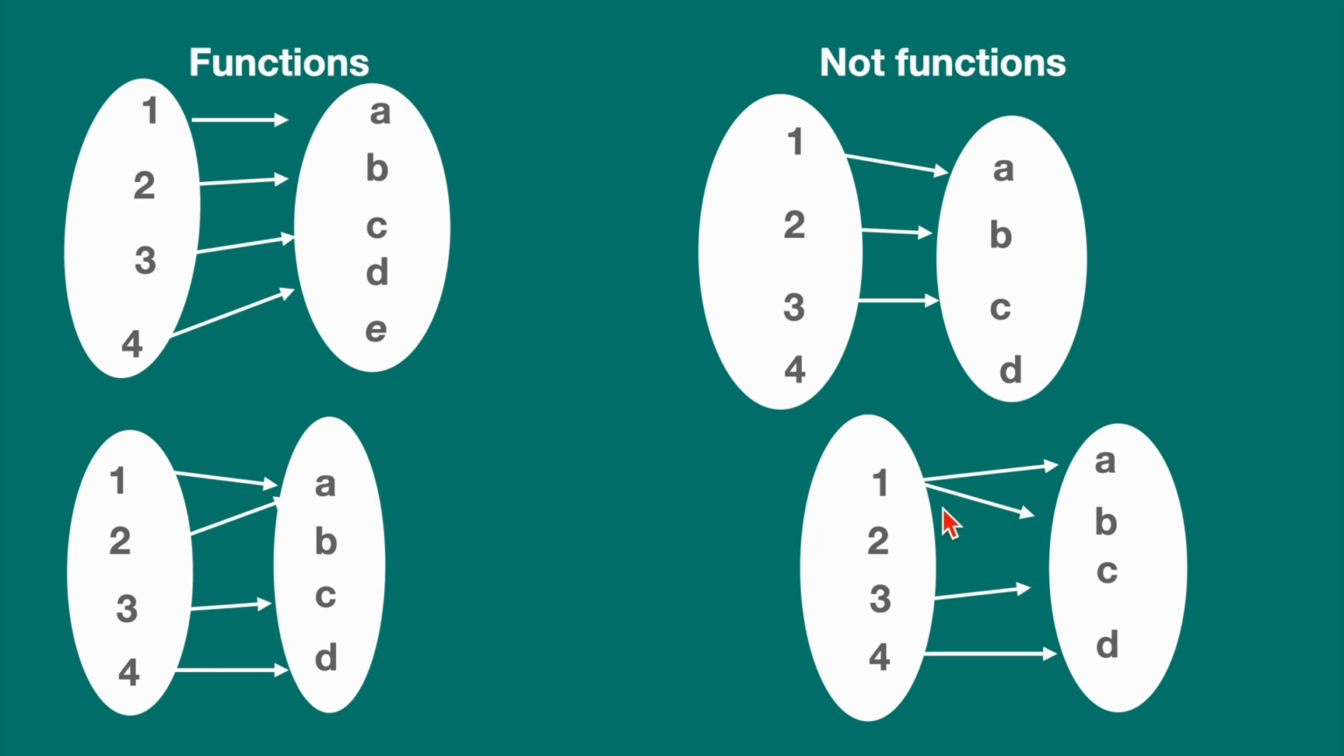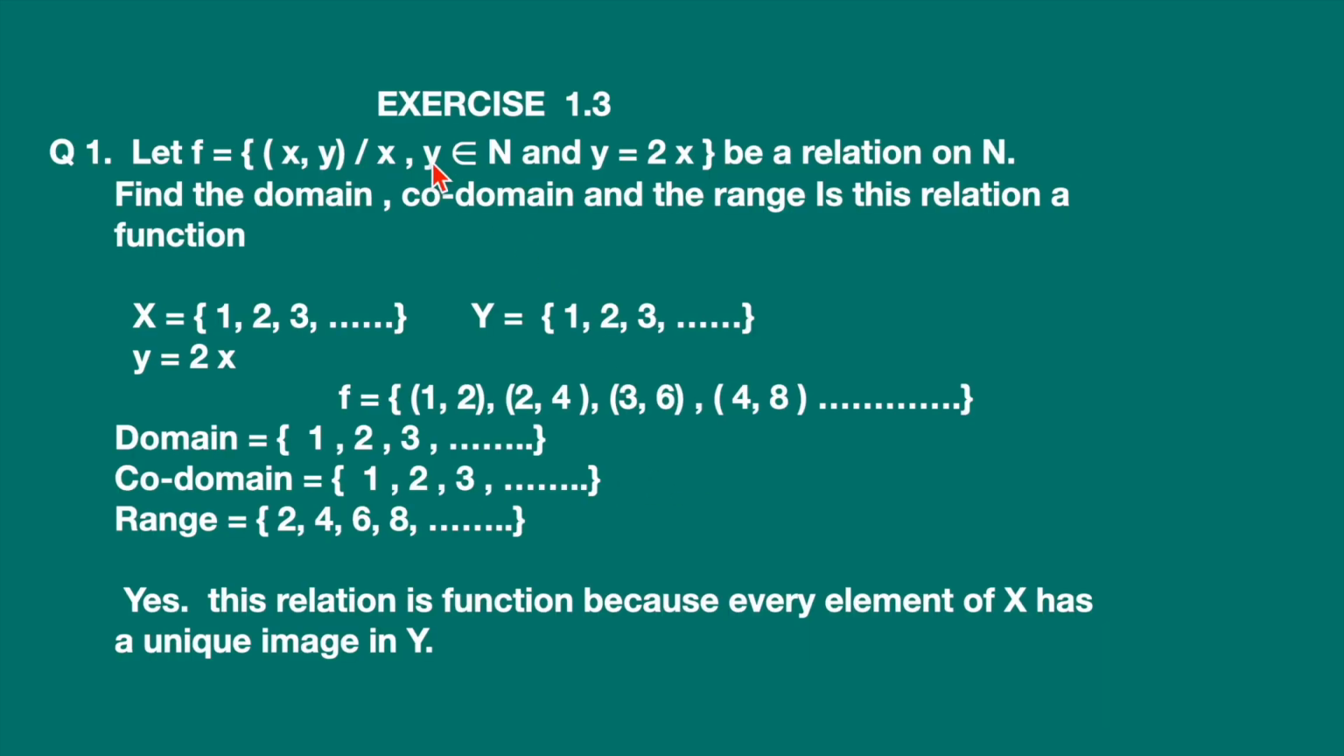But it should not be like this, that an element of X has two images. Then it is not a function. A single image only, every element should have. Here you can see that this element 4 does not have any image at all. So this is also not a function. So these two are not functions, but these two are functions. Let's go to the exercise.